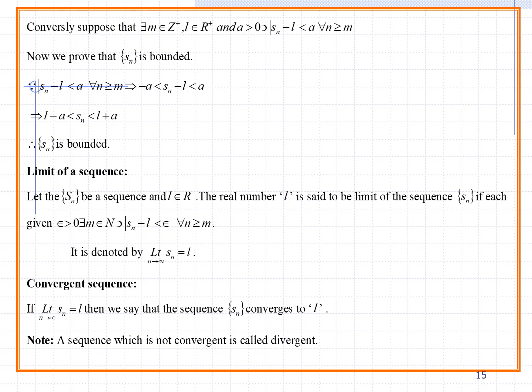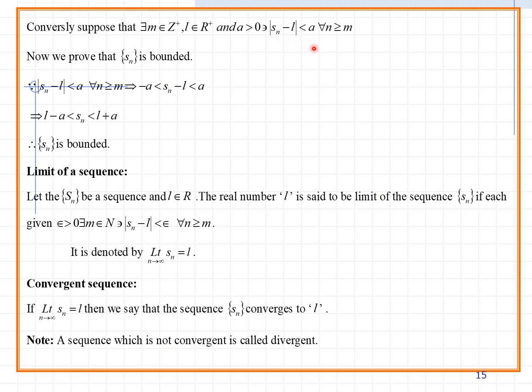Let us see this. Conversely, suppose that, here you can take the second one. Suppose that there exists m belongs to Z plus, L belongs to R plus, and A greater than 0 such that modulus Sn minus L less than A for all n greater than or equal to m. You can take this convergence related condition. Now we can prove that Sn is bounded. What does bounded mean? You have the lower value and upper value.